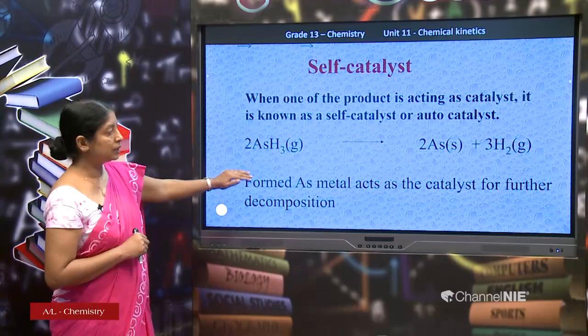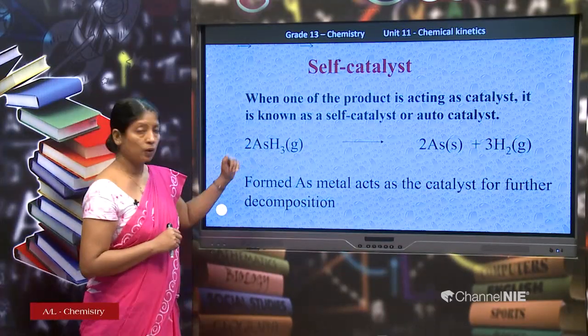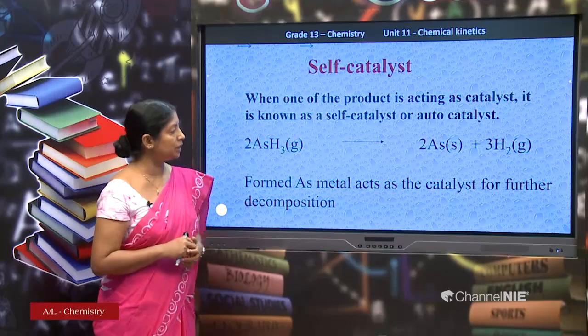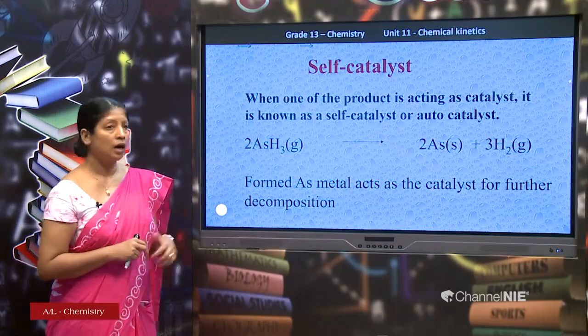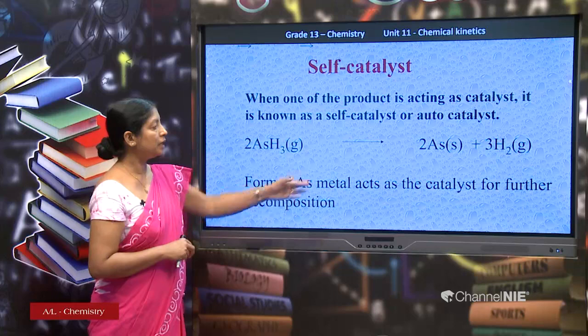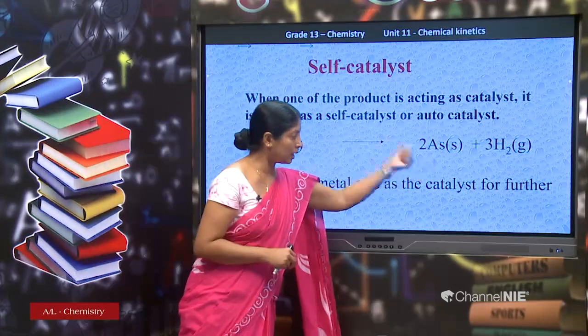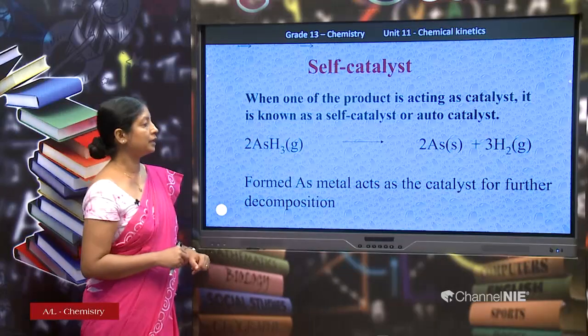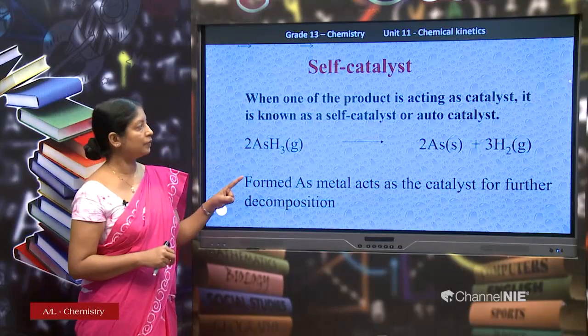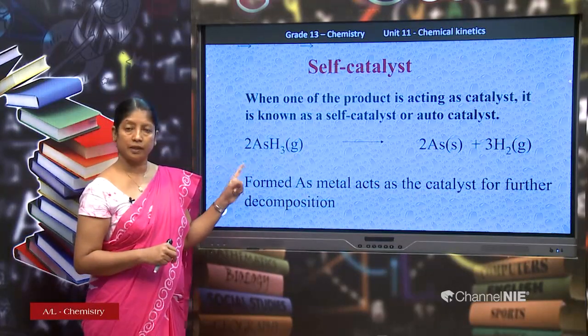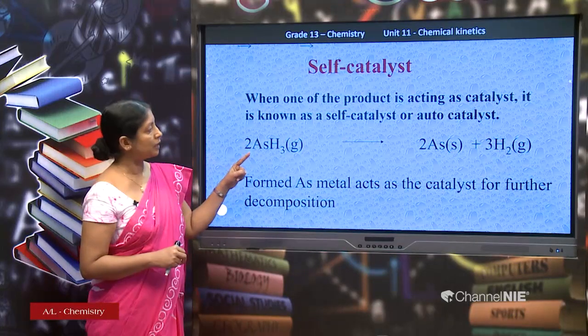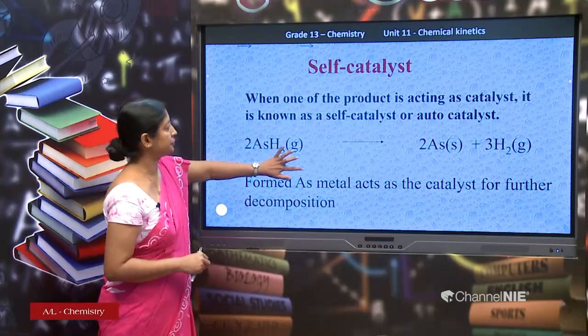This example is not common in our syllabus, that is the thermal decomposition of arsine, the hydride of arsenic. Here the formed arsenic can act as the catalyst, then when you get more and more arsenic, the reaction rate increases. That is because arsenic will act as the catalyst for this reaction. We call it a self catalyst or auto catalyst.